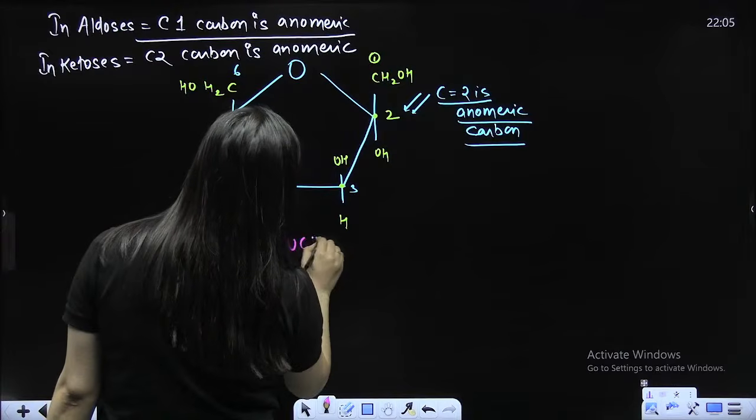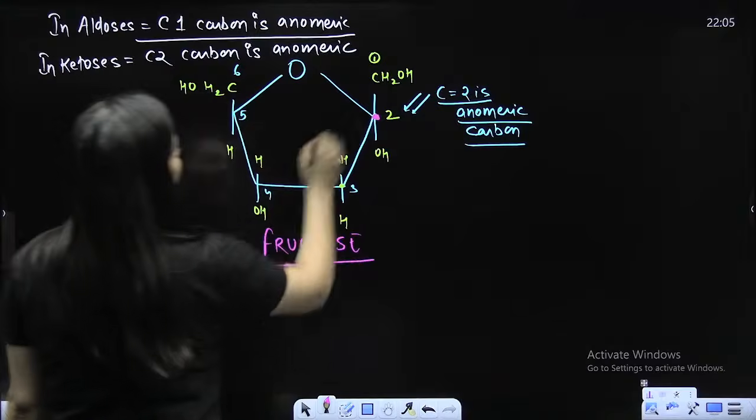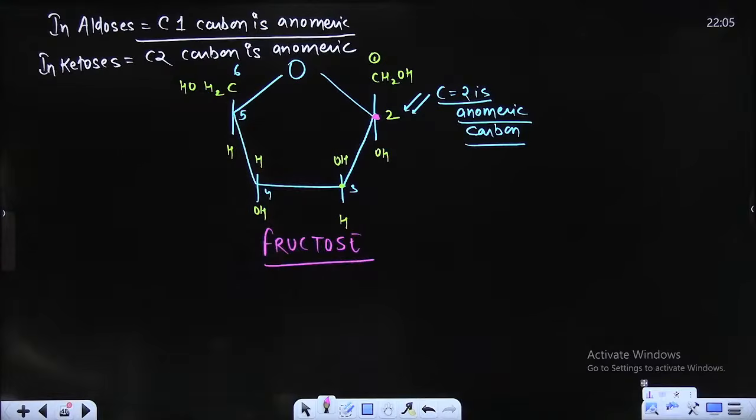So fructose is a ketose. Here the functional group is ketone. So it is the second carbon, beta, which is the anomeric carbon here. I hope up to this part, everything is crystal clear. So still, if there is any doubt, do let me know.